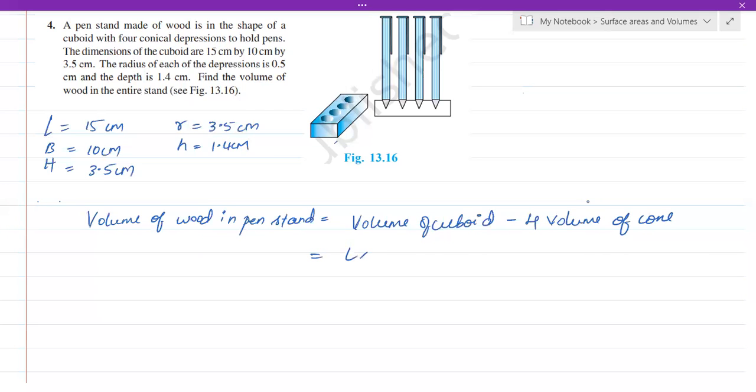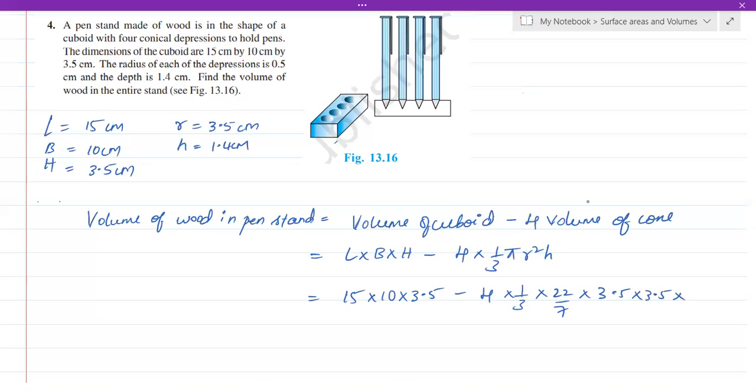So volume of cuboid is given by the formula L into B into H, minus 4 into the volume of cone, which is 1 by 3 pi r square h. So L is 15 into 10 into 3.5, minus 4 into 1 by 3, pi value is 22 by 7, r square, the radius is 3.5 the whole square, which can be written as 3.5 into 3.5, into h, the height is 1.4 centimeter. According to the given data, we have written it.